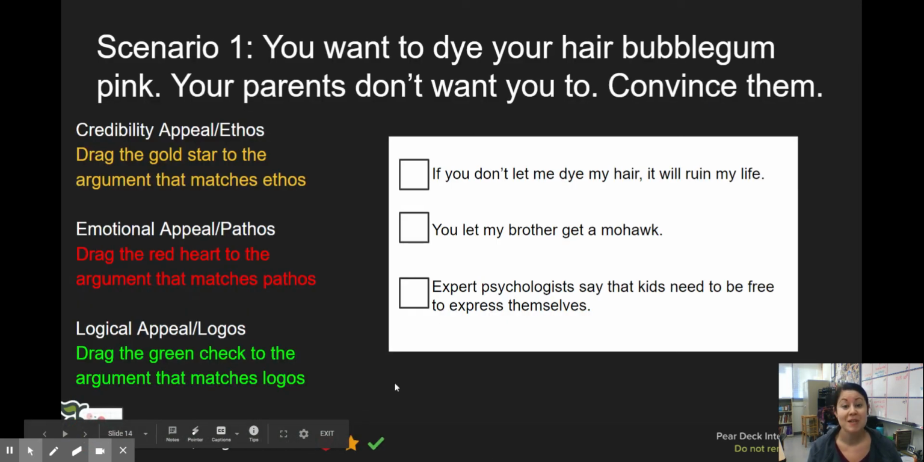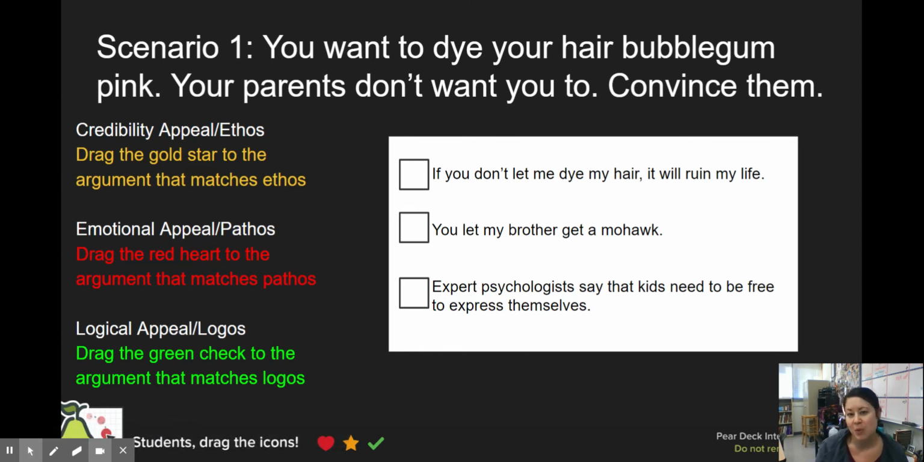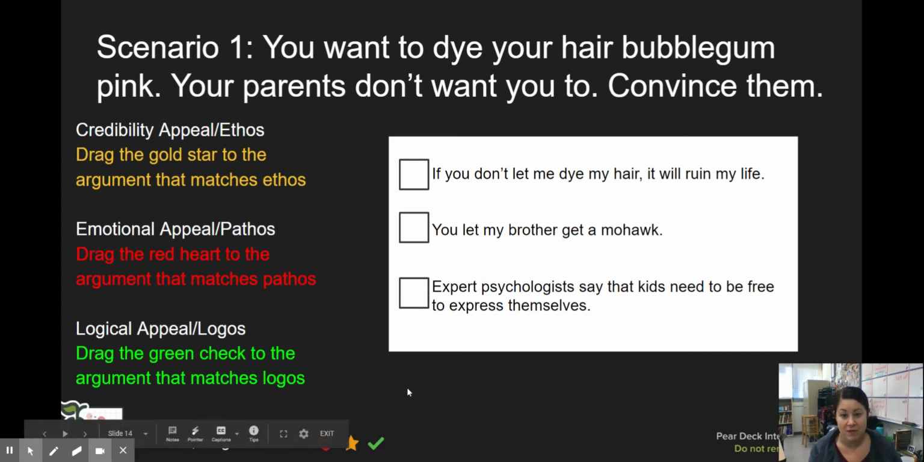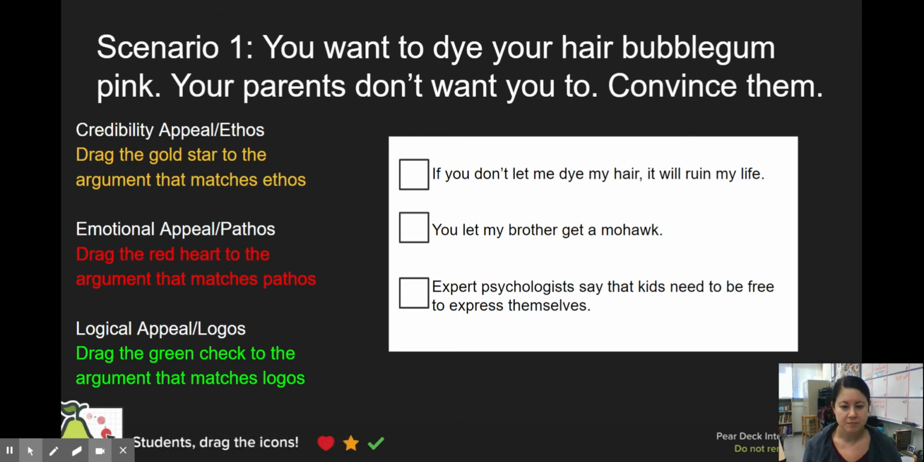So thinking through some scenarios, let's say you need to use an appeal or explore an appeal. You want to dye your hair bubblegum pink and you know your parents are not going to be on board with this. You have to convince them. If you say, "If you don't let me dye my hair, it will ruin my life," that is very much an emotional appeal. Tug at the heartstrings of your parents. If you don't let me do this, it will ruin me forever.